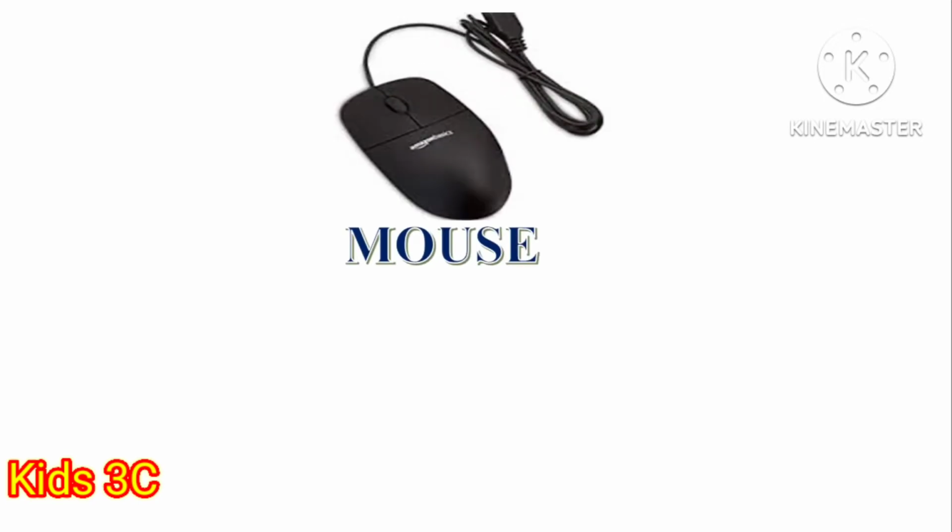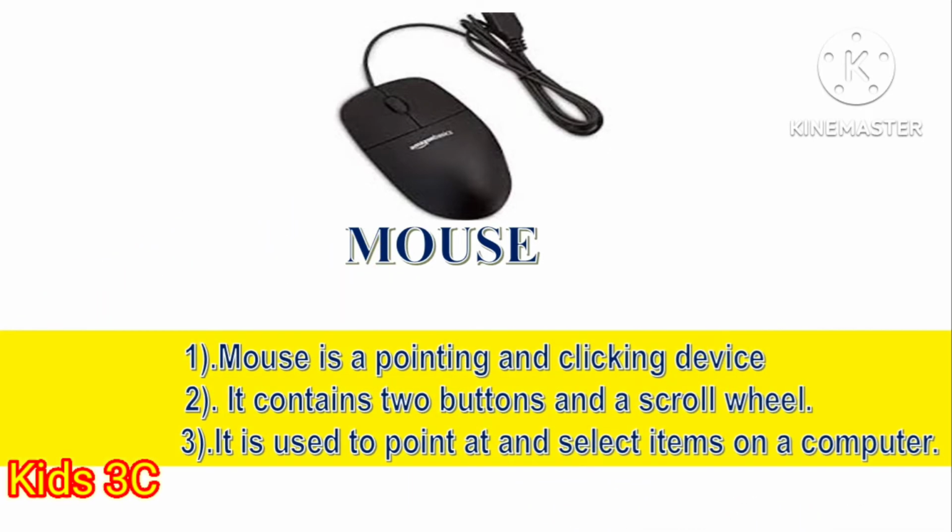Next one is mouse. We can see mouse function. Mouse is a pointing and clicking device. It contains two buttons and a scroll wheel. It is used to point at and select items on a computer.